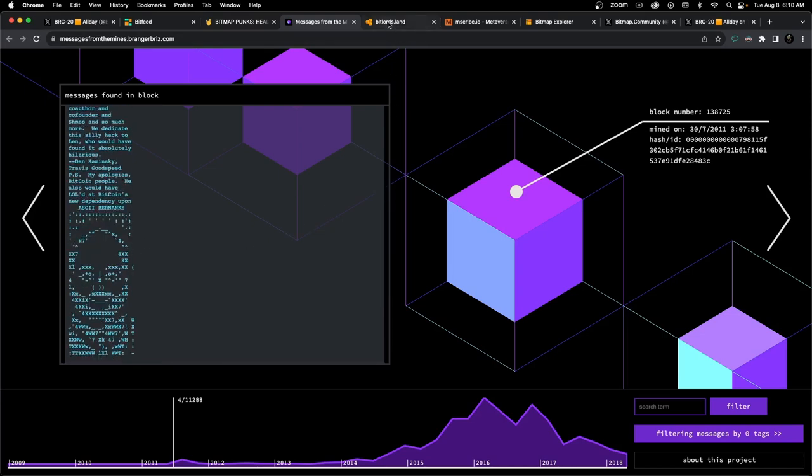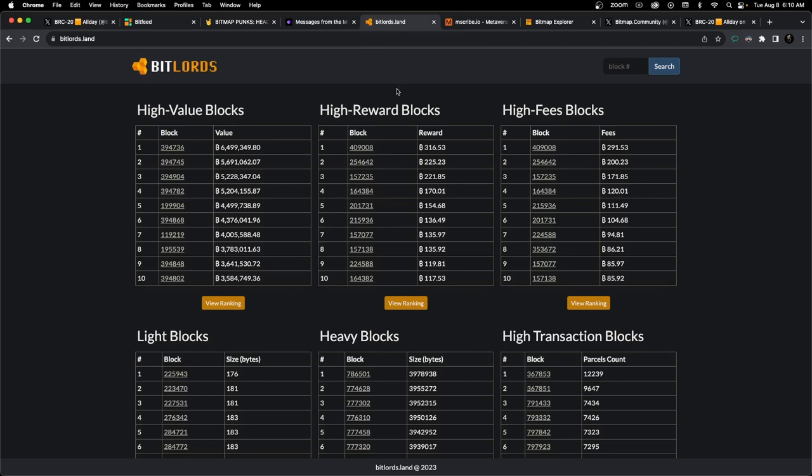The next platform I want to take a look at is bitlords.land. This platform is a data aggregation platform, but they are also building a data visualizer, which we will talk more about. As you can see here, this platform has all the blocks categorized based on some qualities. You have the high value blocks over here, high reward blocks, high fee blocks, and some more categories down here. All of this information and data could be leveraged by developers and creators to build some pretty interesting things down the line.